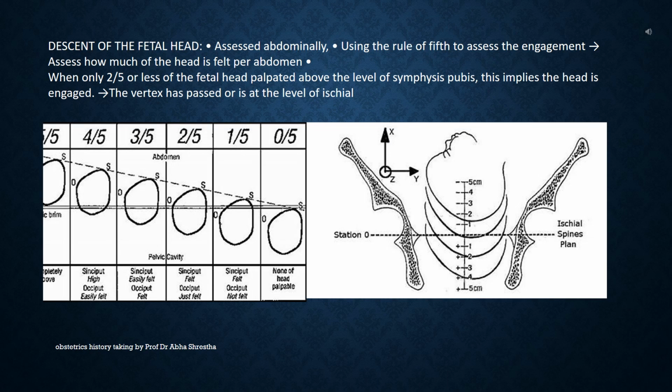The descent of the fetal head is assessed abdominally using the rule of fifths to assess the engagement. Assess how much of the head is felt per abdomen. When only 2/5 or less of the fetal head is palpated above the level of the symphysis pubis, this implies that the head is engaged and the vertex has passed or is at the level of the ischial spines.